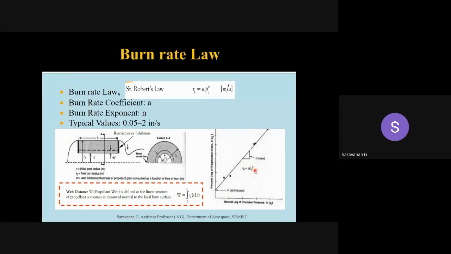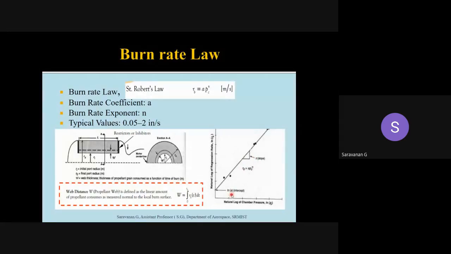The point where this line intersects the axis gives the value ln of a. So that is nothing but the intercept. The intercept is ln of a, and the slope is n. Just like y equals mx plus c, if we go for that equation, from that we can find m. Here also, from this equation we can identify the value of small n.